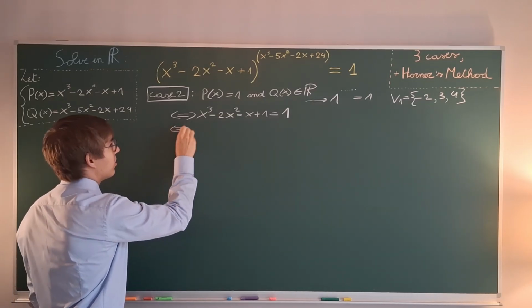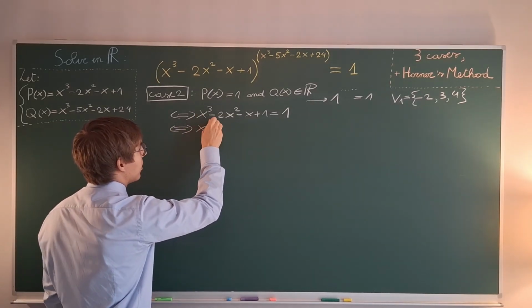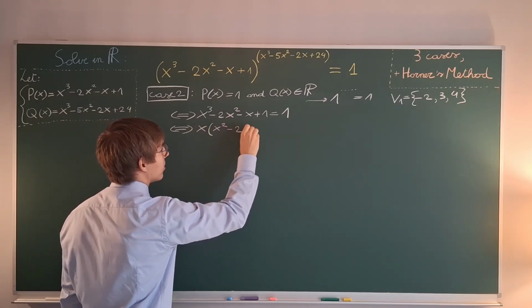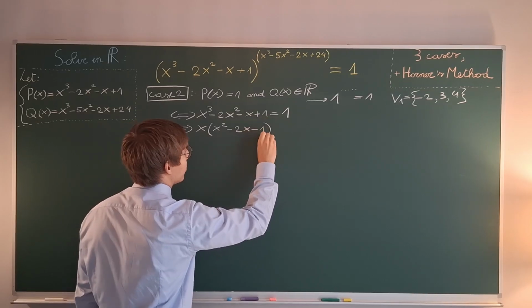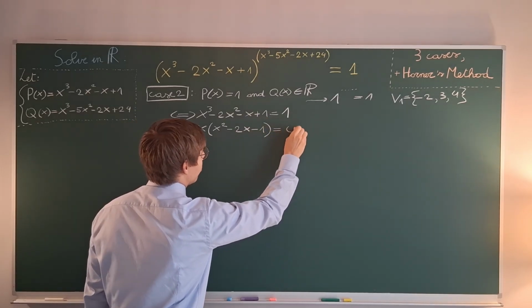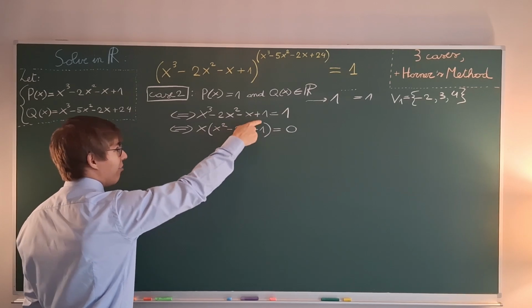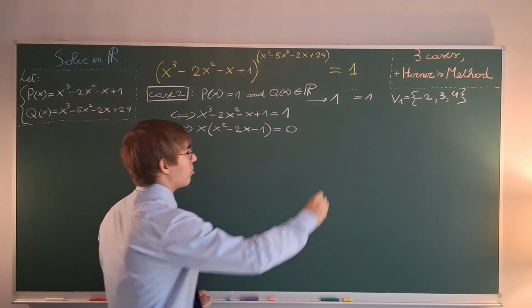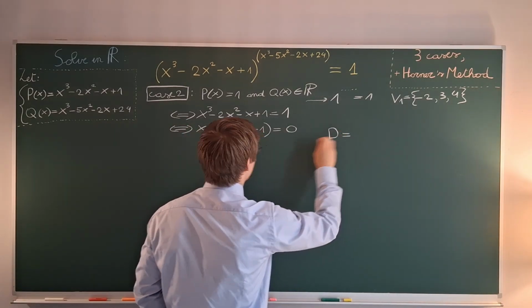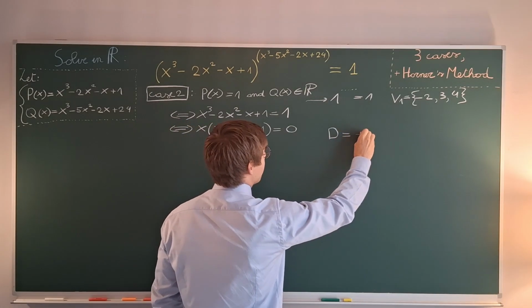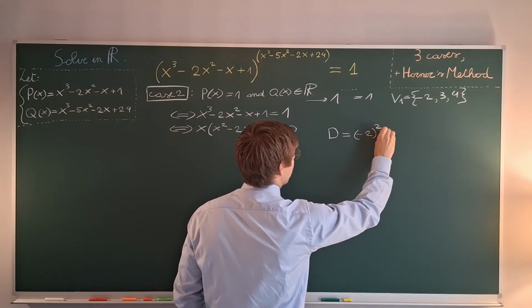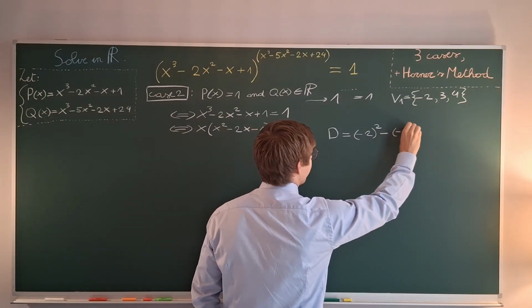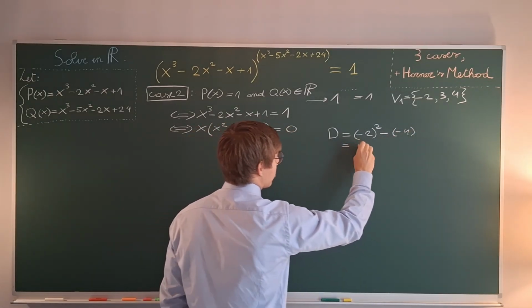So let's solve this. This is equivalent to x times (x squared minus 2x minus 1) is equal to 0. I move this 1 to this side and then factor out a factor of x. And then this is just a quadratic, so we can calculate the discriminant, which is b squared minus 4ac, which will be minus 4. So we get the discriminant of 8.